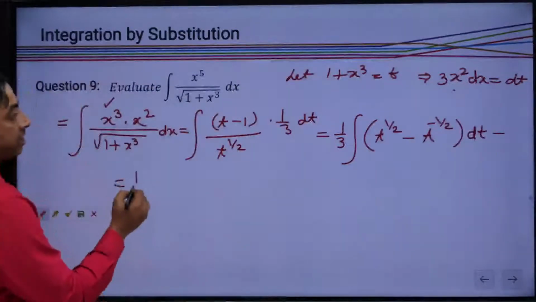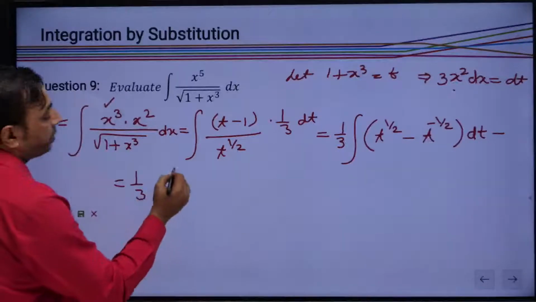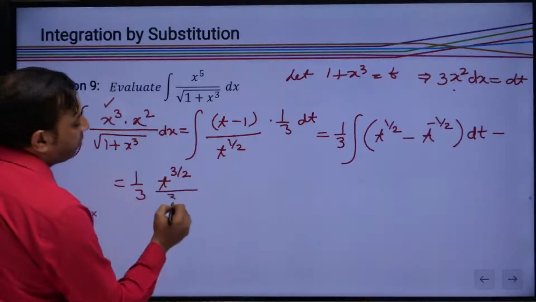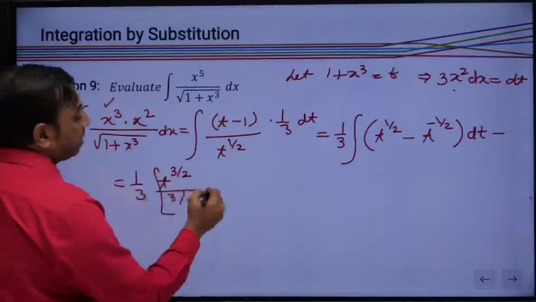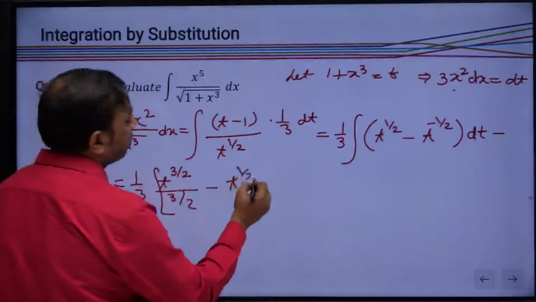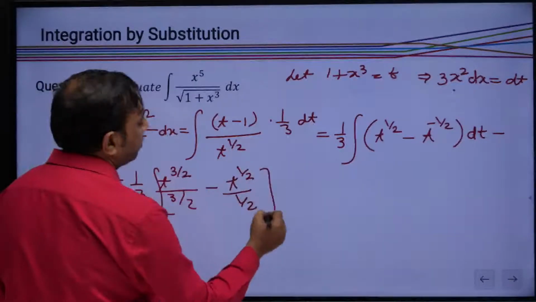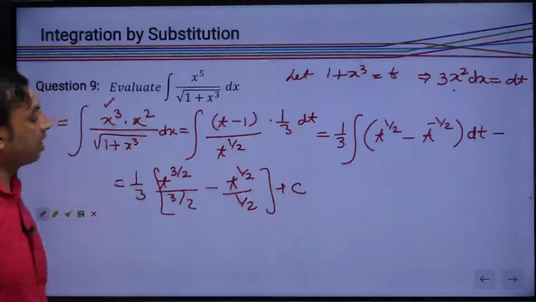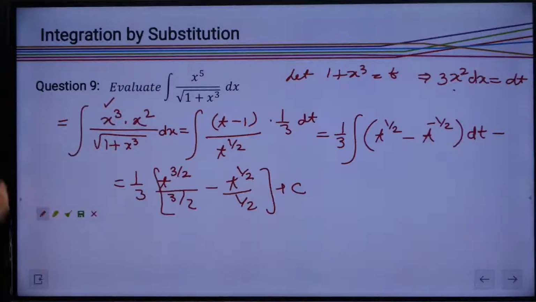Now we'll do the integration. So t to the power half will be t to the power 3 by 2 upon 3 by 2, and the next will be t to the power half upon half plus the integrating constant, and now we can replace t with 1 plus x cube to get the final solution. Okay, so the rest of this problem is quite easy, anybody can do it.